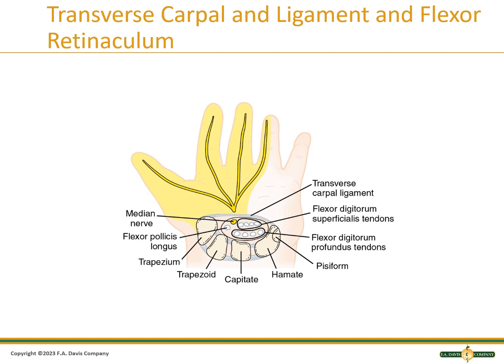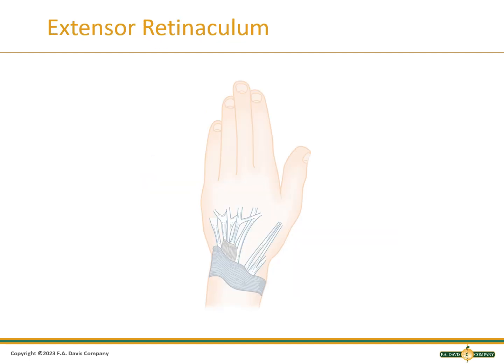So everything from the middle of the fourth digit lateral on the anterior surface is going to be innervated by the median nerve, and that would be the distribution of symptom presentation in patients experiencing carpal tunnel syndrome.